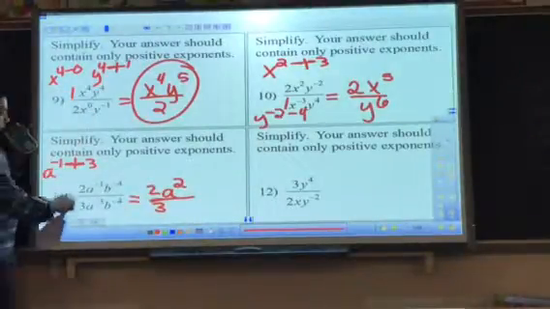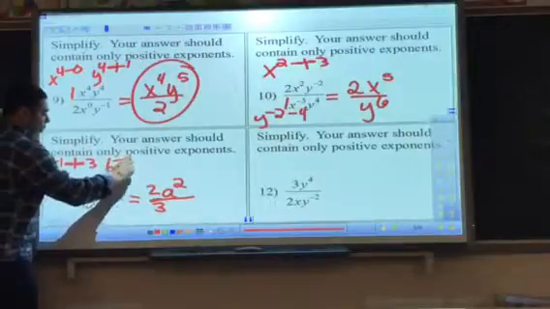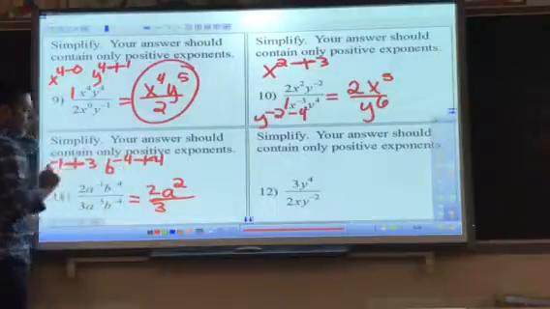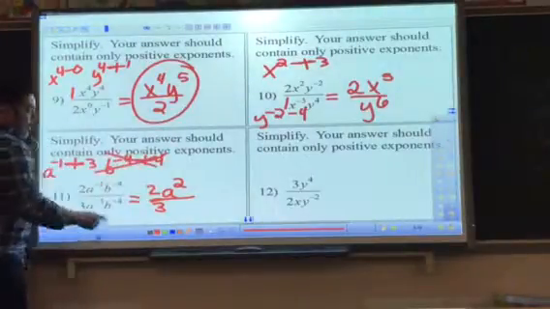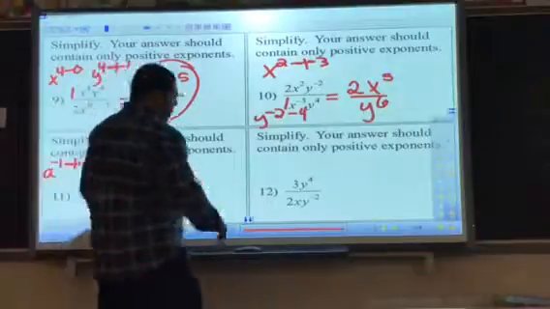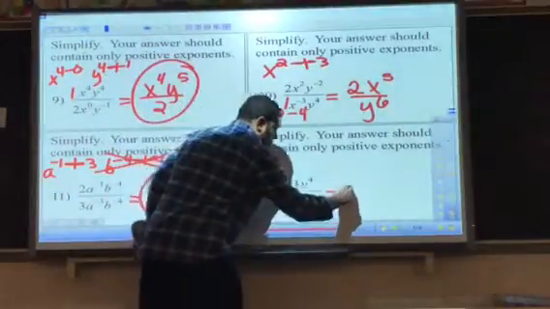For my b's, I have negative 4 minus a negative 4. Well, minus negative turns to plus, and that's 0. So I would not have a b in my answer. Remember, if I get b to the 0 power, it's gone. Okay, that just equals 1. Number 12, 3 over 2 is 3 over 2.